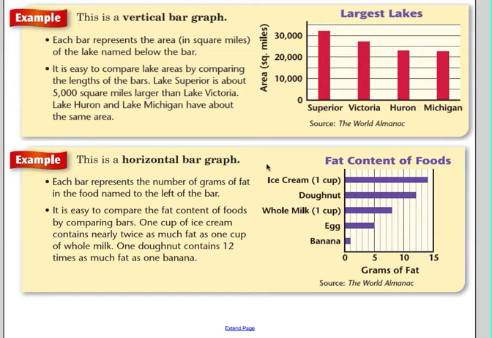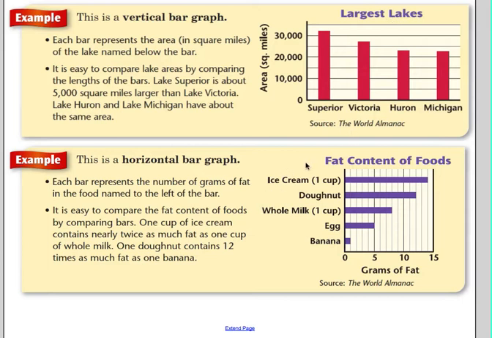Our second example here is a horizontal bar graph. You can see that the bars are arranged horizontally. There's nothing unusual about this type of graph, but you will notice that most often we use vertical bar graphs.